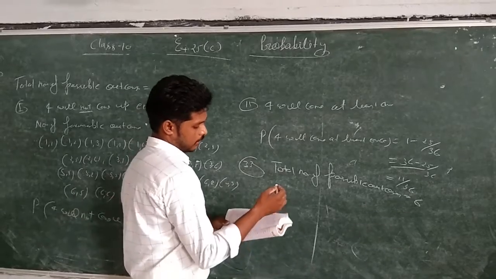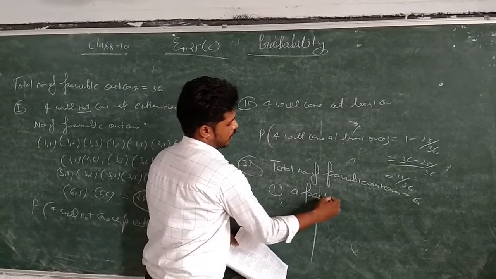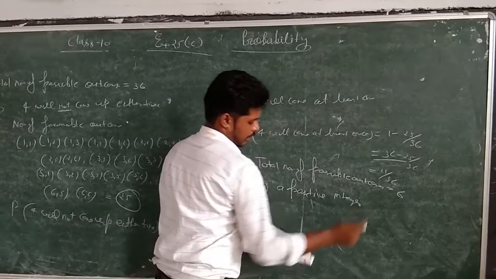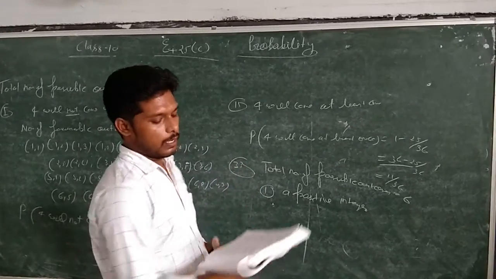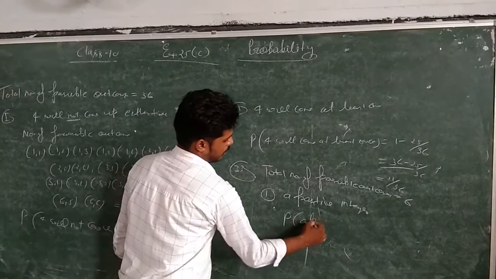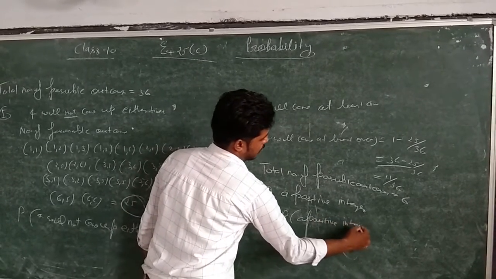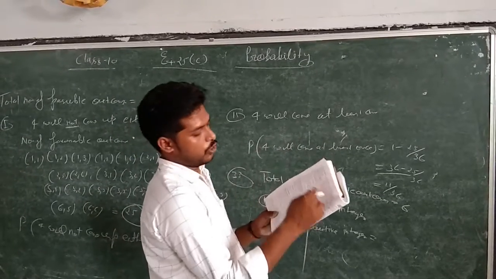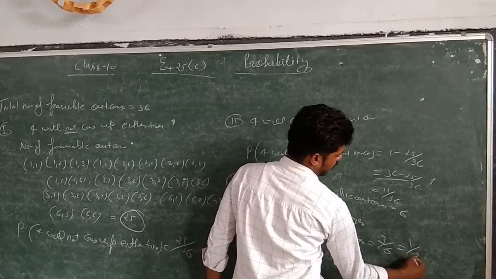So let's discuss first a positive number. He is asking the probability of a positive integer. The numbers on the dice are 1, 2, 3, minus 1, minus 2 and minus 3. So P of a positive integer is given by 1, 2, 3. It means there are 3 positive integers. So the probability is 3 upon 6, which is equal to 1 upon 2.